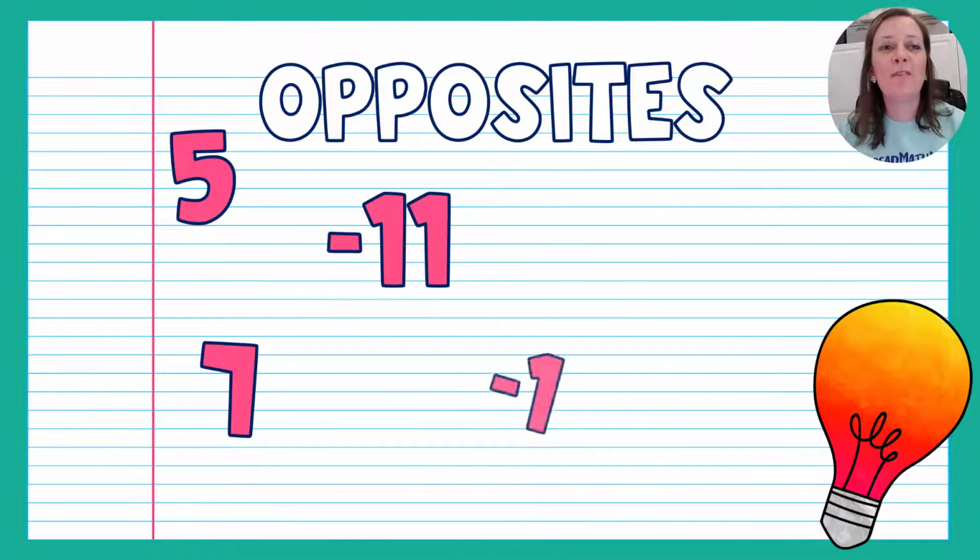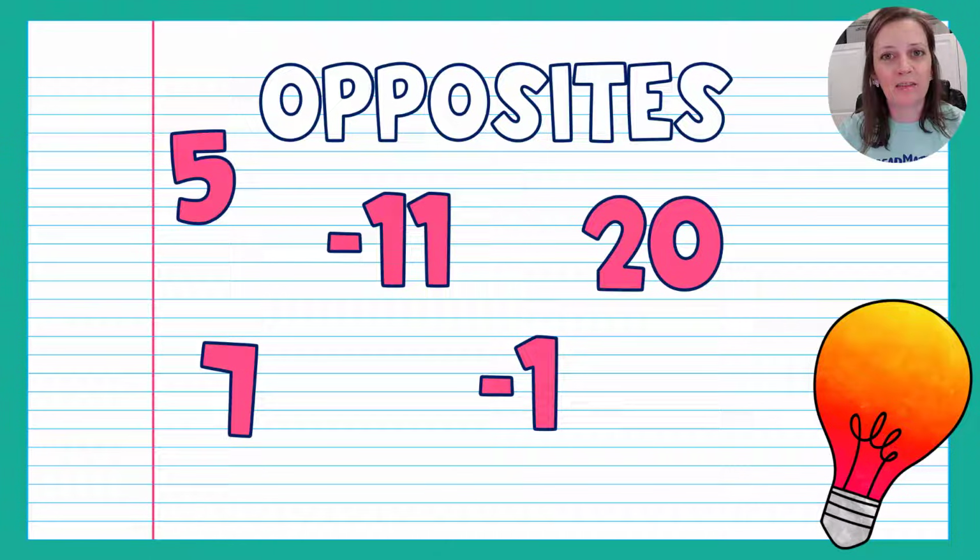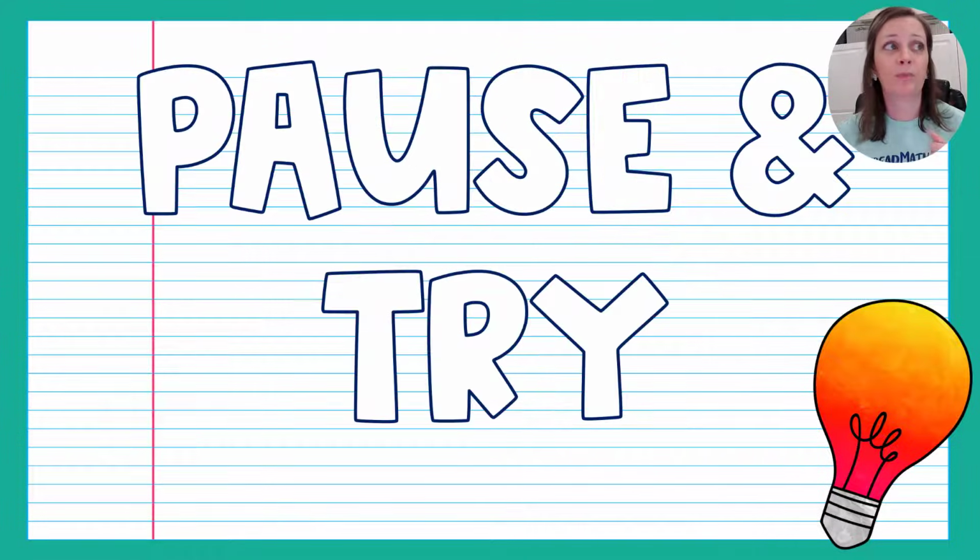How about -1? -1 is 1 to the left. The opposite is 1 to the right, so 1. And last but not least, how about 20? You got it, -20. It's simply the same number with the opposite sign. So the opposite of positives are negatives, and the opposites of negatives are positives.